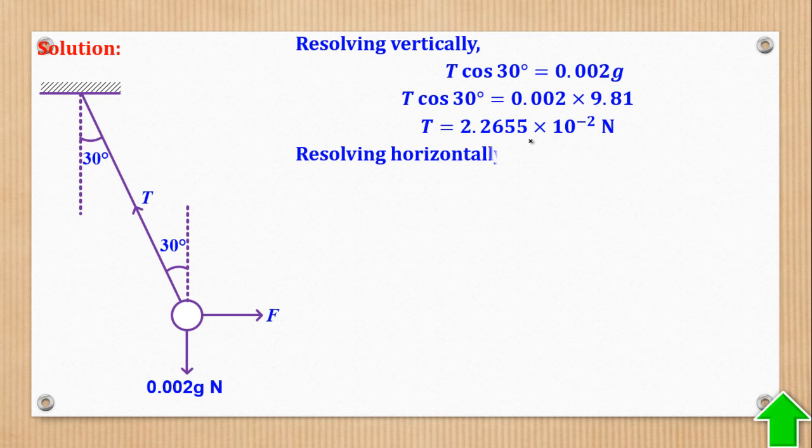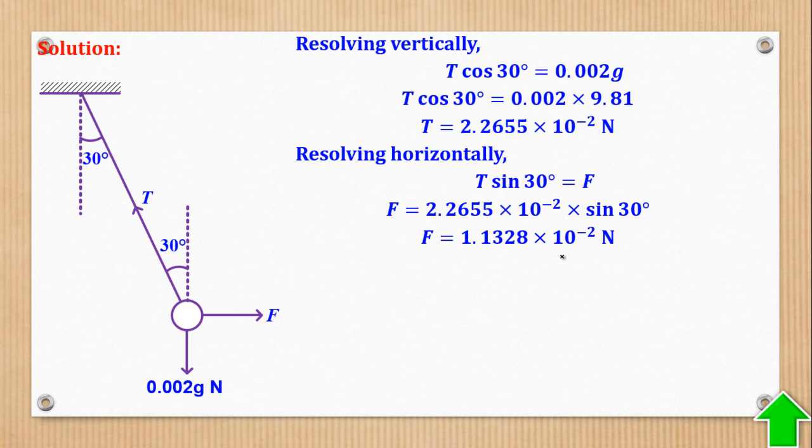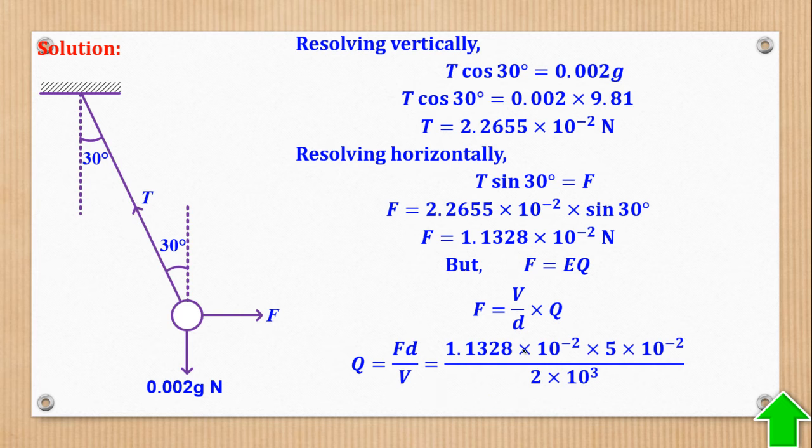Then I'll come and resolve horizontally. Horizontally, it will be T sin 30 equal to F. Then I substitute for T to get the value of F as this. But I know that F is equal to EQ, and E is equal to V over d. Therefore, I can make Q the subject to come up with this, then substitute for F, for separation, and for potential difference. Then using a calculator, I can get this answer, and that will be the answer they wanted.